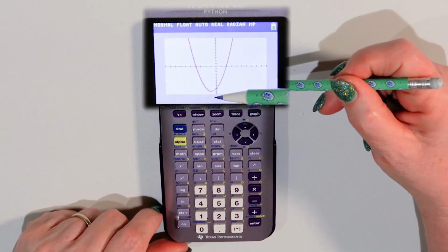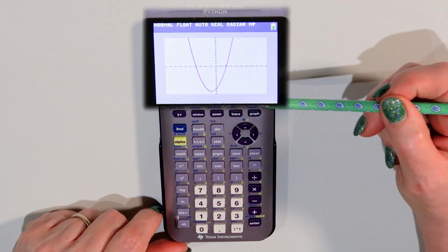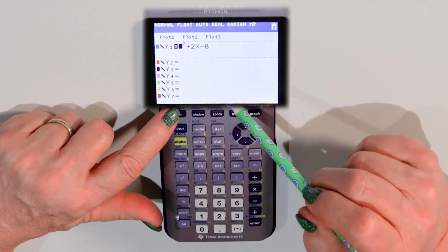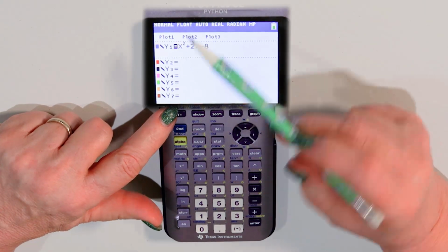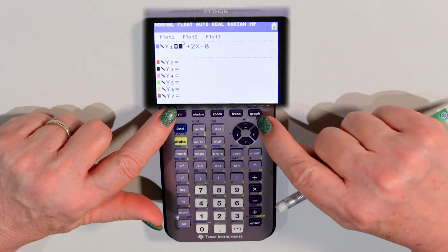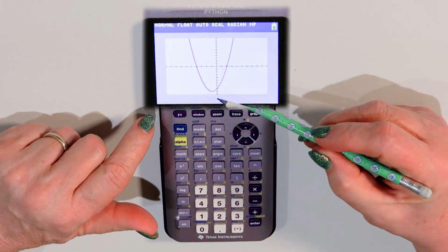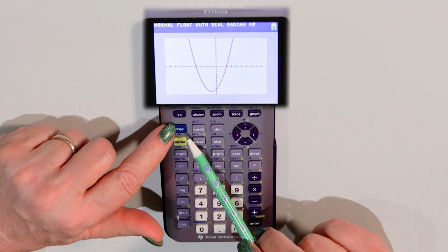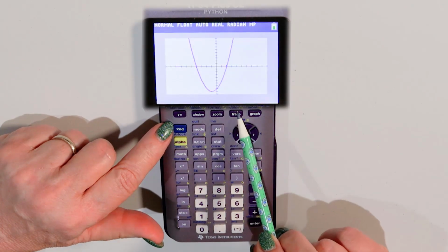But most importantly, what we're trying to find today is this minimum. Because my a, that number in front of the x squared, is 1 in this case and is positive, my graph opens up. So when it opens up, that means I have the lowest point possible, which is a minimum. To find your minimum, see how you have all these blue buttons up here.